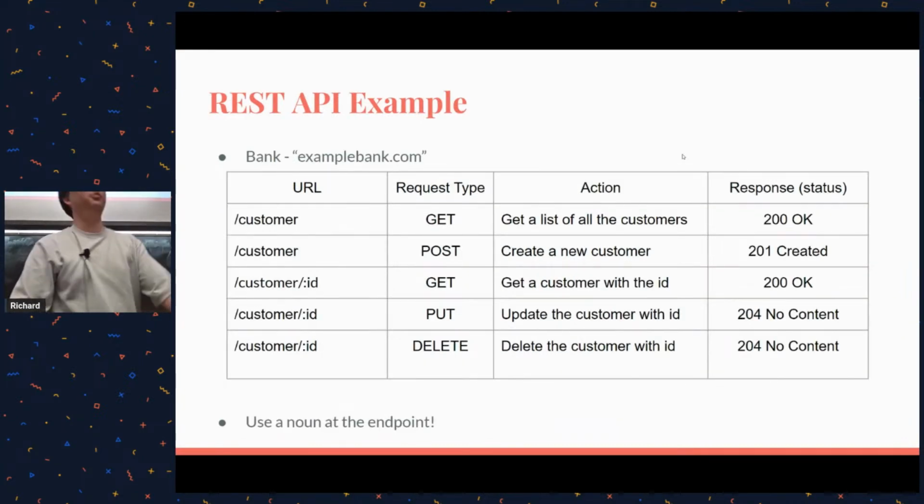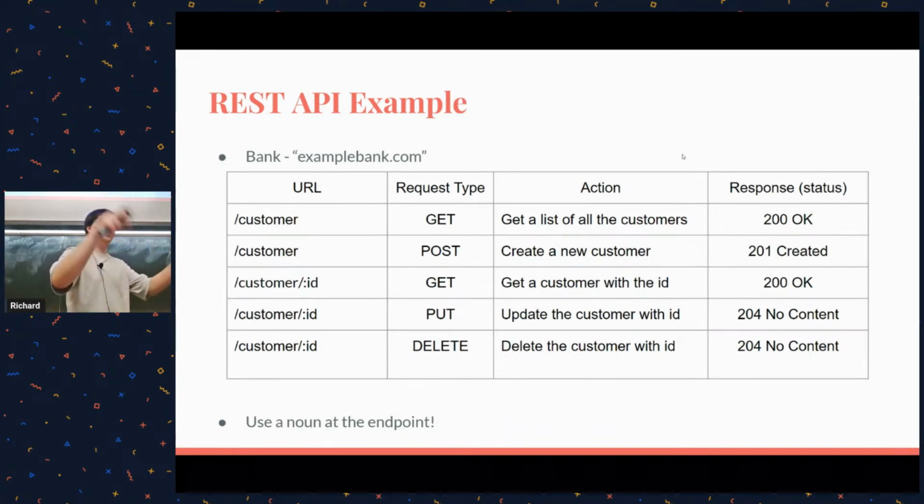So let's try to get to some examples. I've been doing too much talking, not enough showing, so hopefully this will help you understand. So let's say we have a bank. The URL is very fancy, examplebank.com. Okay, so let's say there are different actions that can be performed.